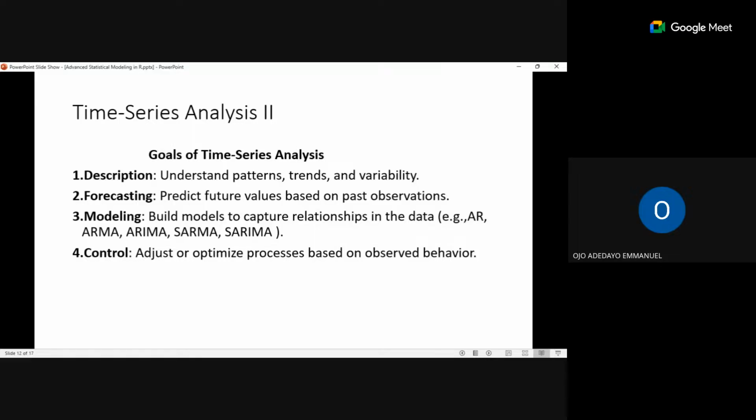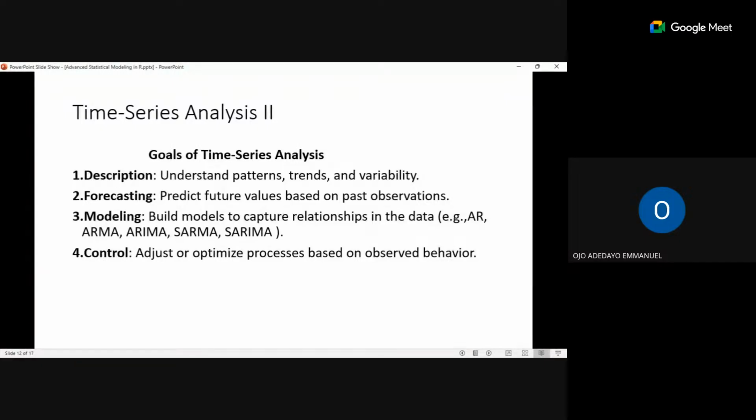Now, the existing models are those that I mentioned. The AR that you are seeing here is one of the models in time series. It is called auto-regressive, AR. The ARMA that you are seeing here is called auto-regressive moving average. Those are the models in time series that we normally use. Then we have what we call the ARIMA. ARIMA is auto-regressive integrated moving average.